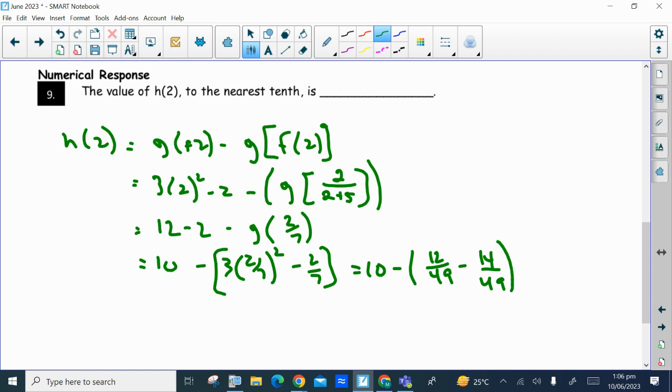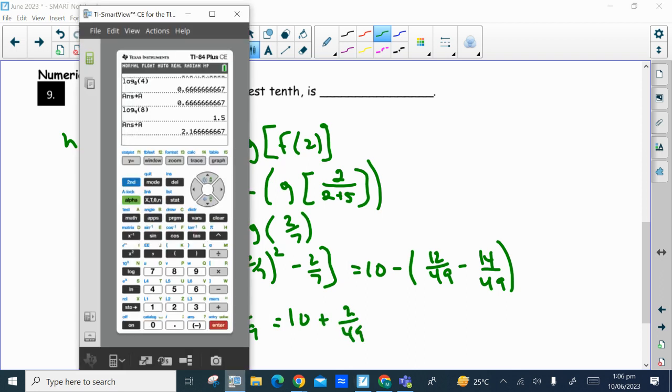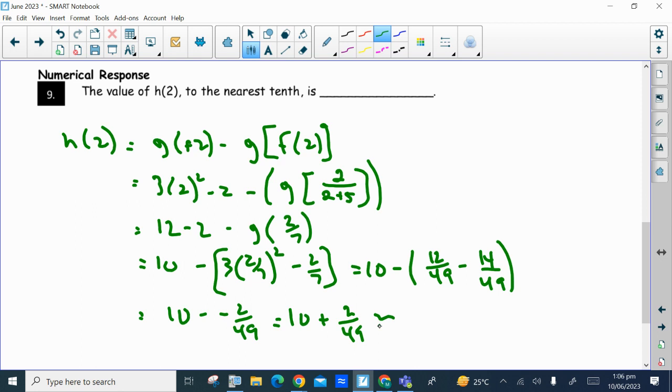which is negative 2 over 49. The minus minus becomes a plus, positive, so it'll be 10 plus 2 over 49. So 2 divided by 49 plus 10. It does ask us to round to the nearest tenth, so that would just be 10.0, rounded to the nearest tenth.